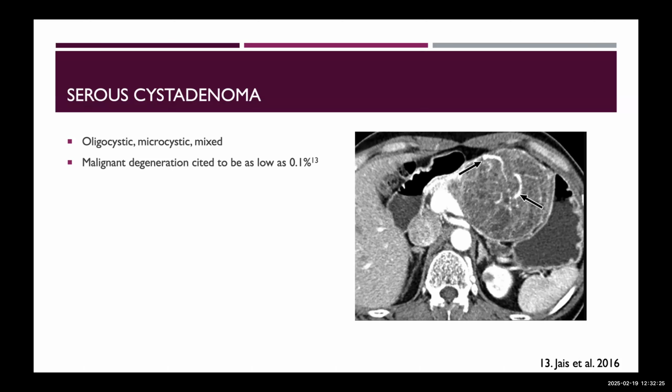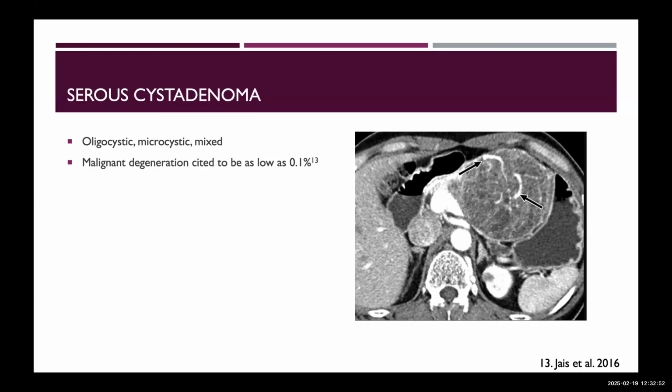As I mentioned, they come in 3 flavors. Microcystic, which is the most common form, where you get these very small, honeycomb-like cystic compartments. And as a result of this being a very small, multicystic, compacted lesion, it can look solid. It can be oligocystic or macrocystic, or it can be mixed. So it can have both components of oligocystic serous adenoma and microcystic.